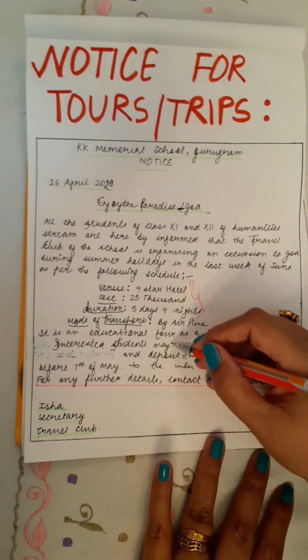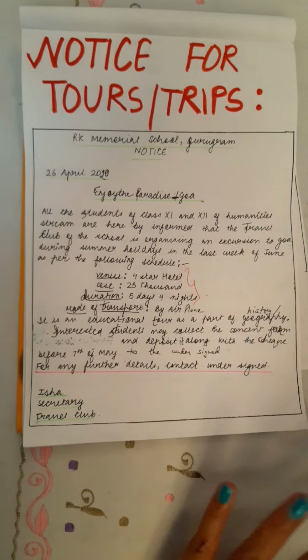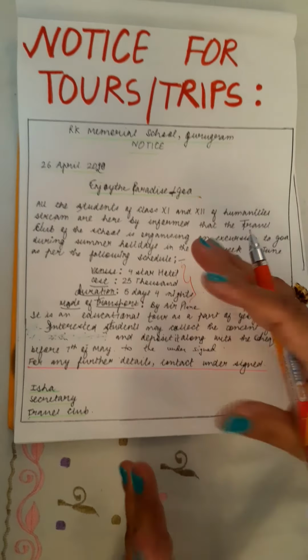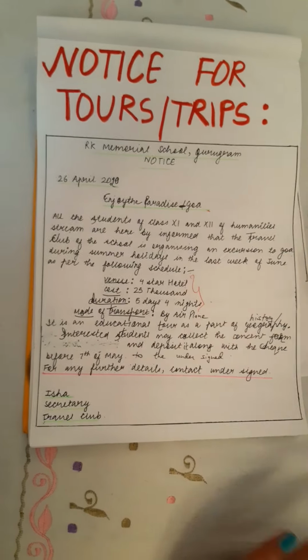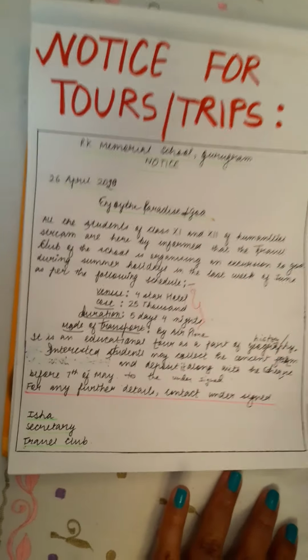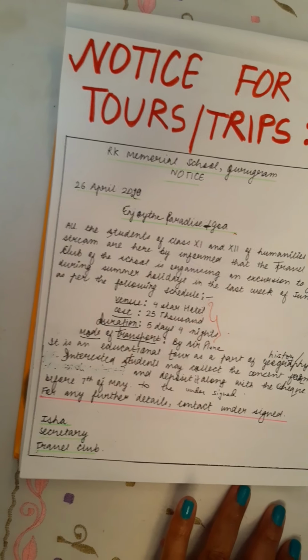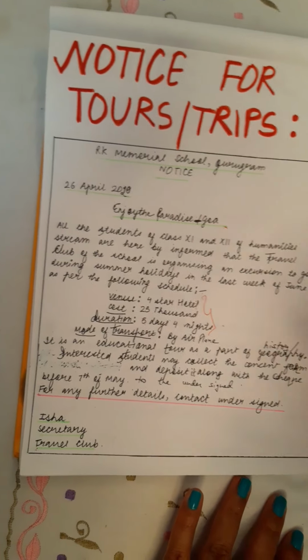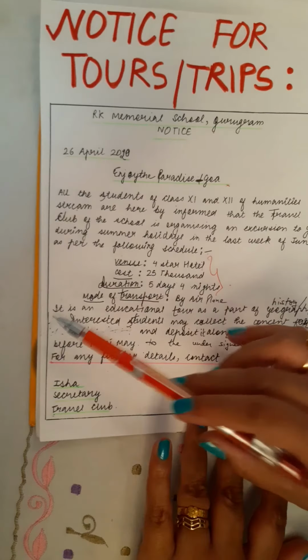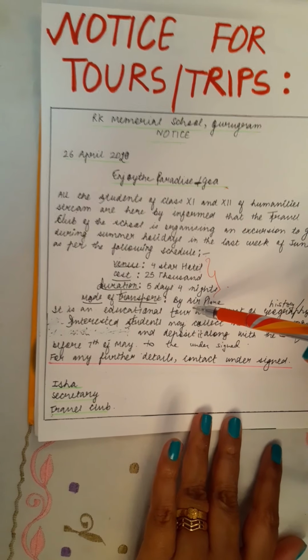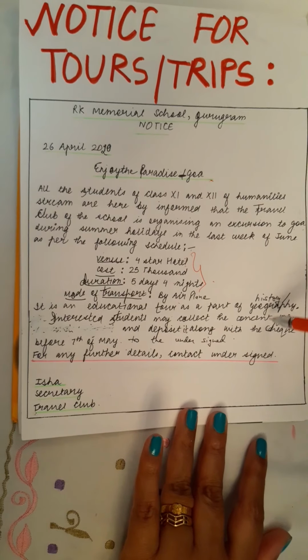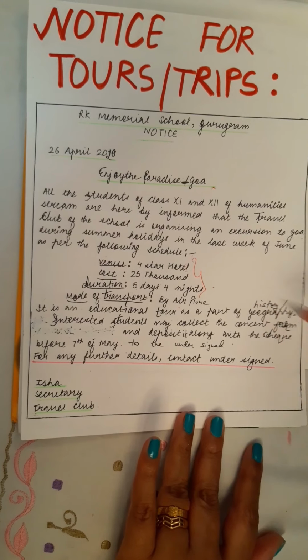So this is mode of transport, how you people are commuting there, either by plane, by train, or by bus, or by ferry, or a cruise, anything. It is an educational tour as a part of history or geography program.